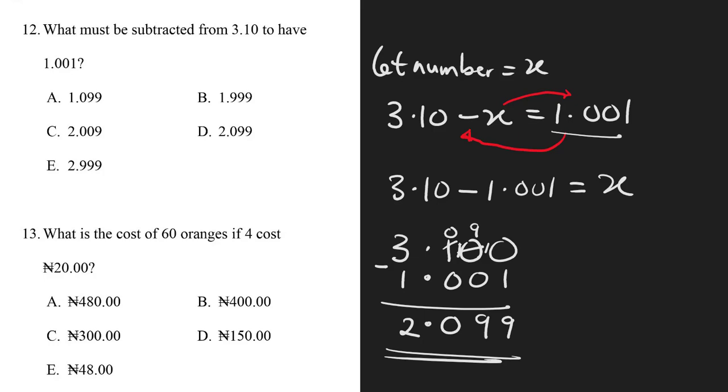2.099. So let's check our options. Do we have 2.099? Yes, which is D. D is our answer. So let's move to the next question.